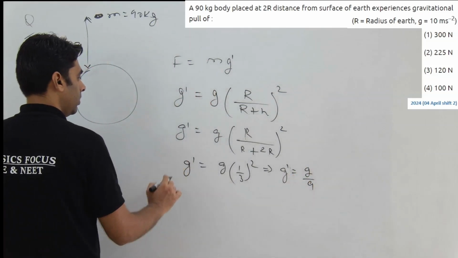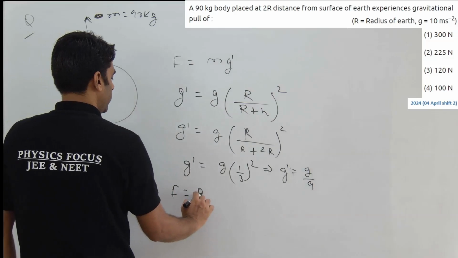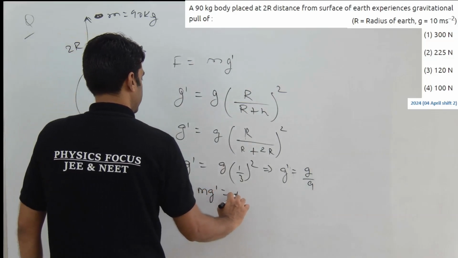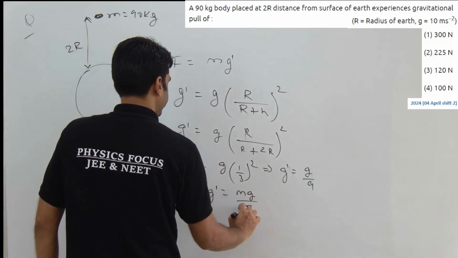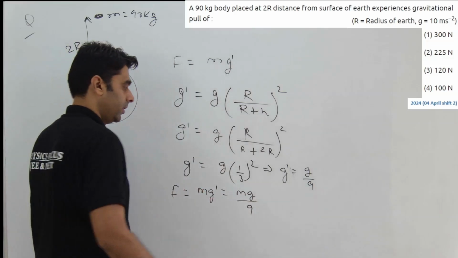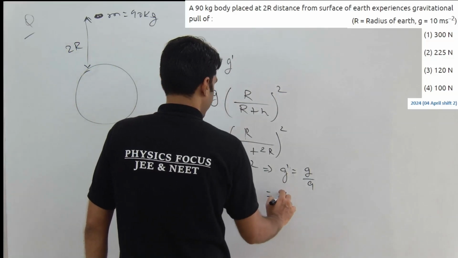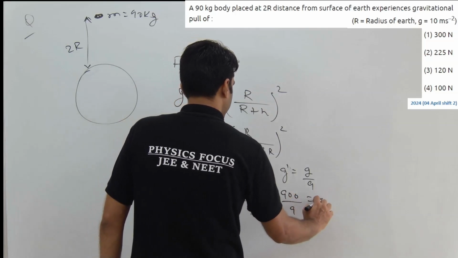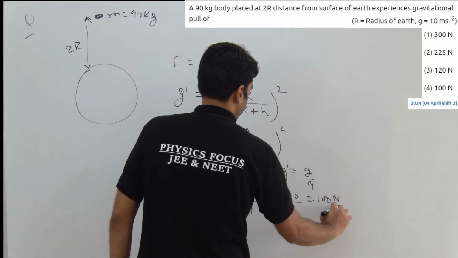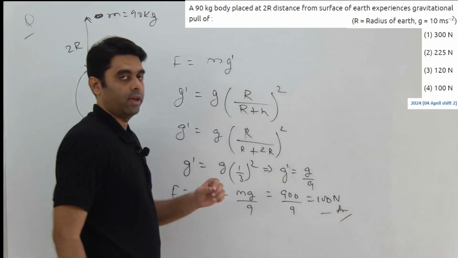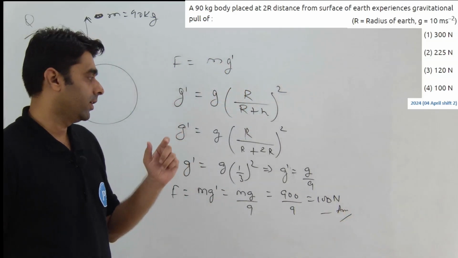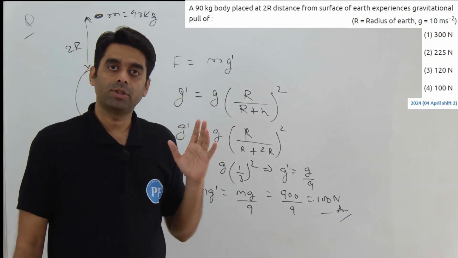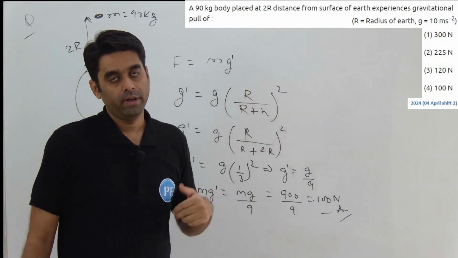So if we write down the force, it will come out to be mg dash, which is equal to mg by 9. Let's substitute values over here. m is your 90 kg, g is 10 by 9. So this gives us 100 Newton. So our gravitational pull at a height of 2R is 100 Newton. You can check the options. All right. Let's move ahead.